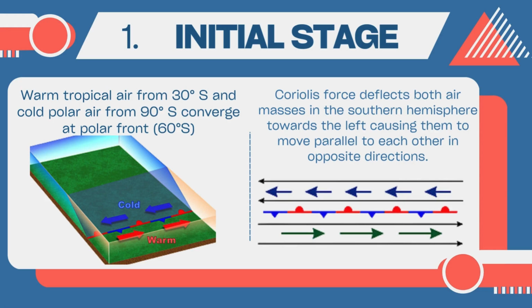But the Coriolis force now deflects both air masses, whether it's occurring in the southern hemisphere or in the northern hemisphere. If it's in the southern hemisphere, the Coriolis force deflects both winds to the left. If it's in the northern hemisphere, the Coriolis force deflects the winds to the right. For example, in these two diagrams that you are looking at, they are occurring in the northern hemisphere because the winds are deflected to the right.